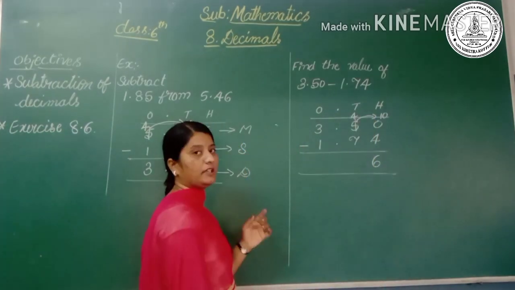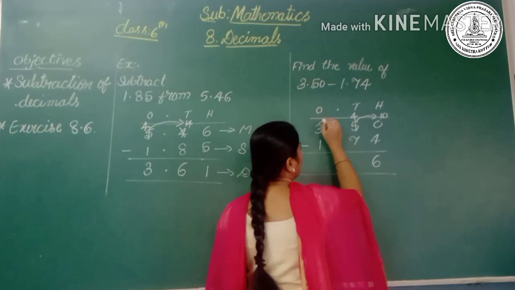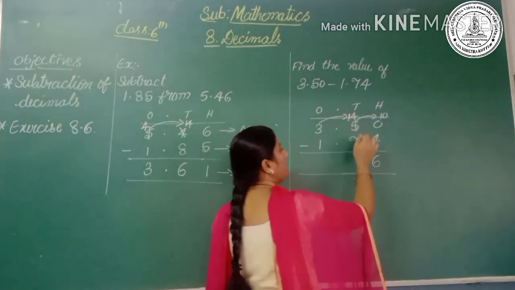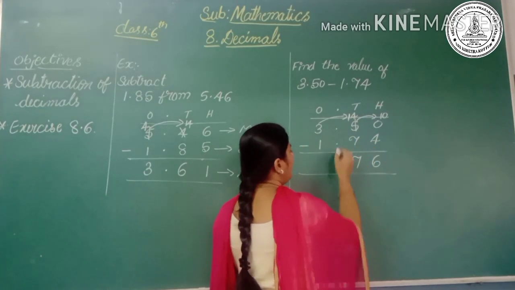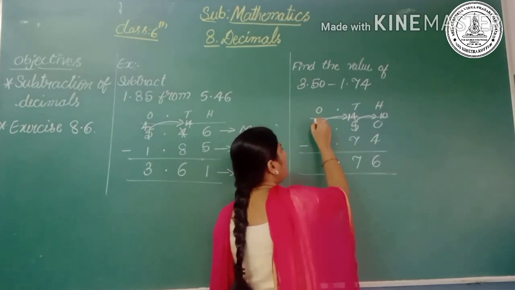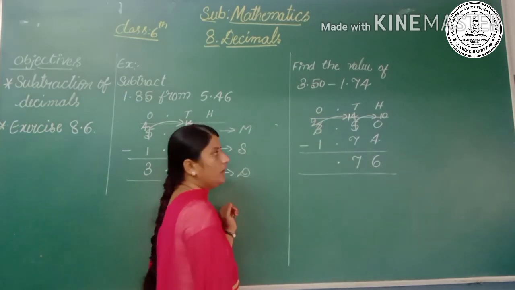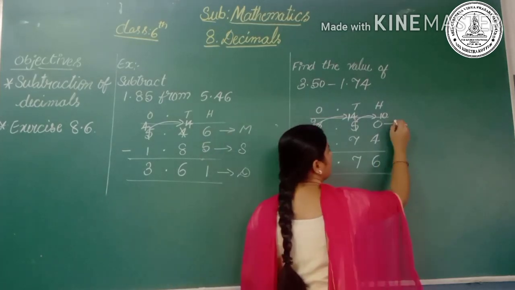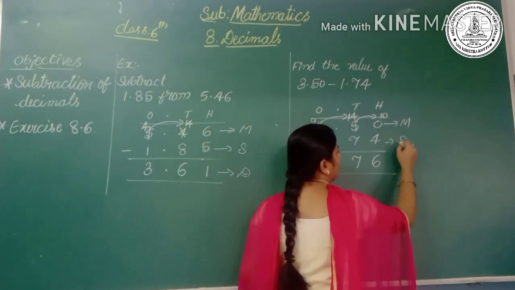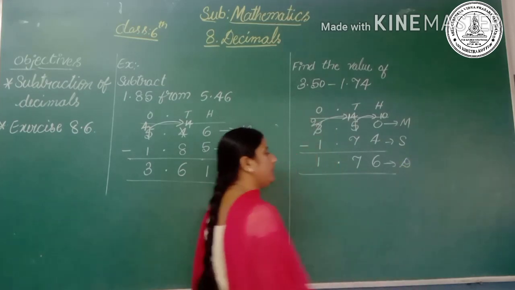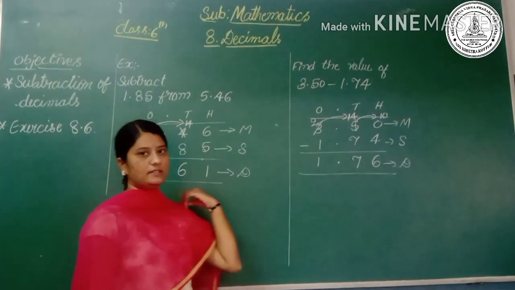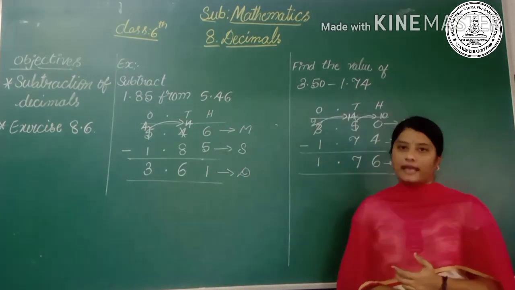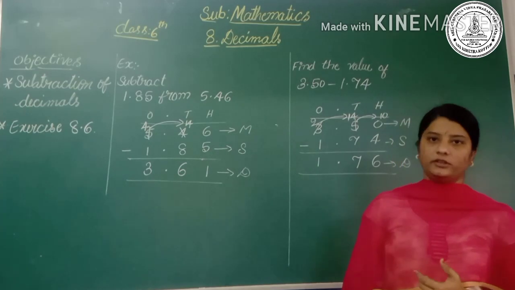Then 4 minus 7 we cannot subtract, right? Again take a borrow from the next place. 14 minus 7 is 7, and keep the decimal point. Here after giving the borrow, 3 becomes 2. So 2 minus 1 is 1. Here 3.50 is the minuend, then the subtrahend, and the difference. So we get the difference, that is 1.76. Okay, is it clear? In the same way we have to subtract some more examples in exercise 8.6.